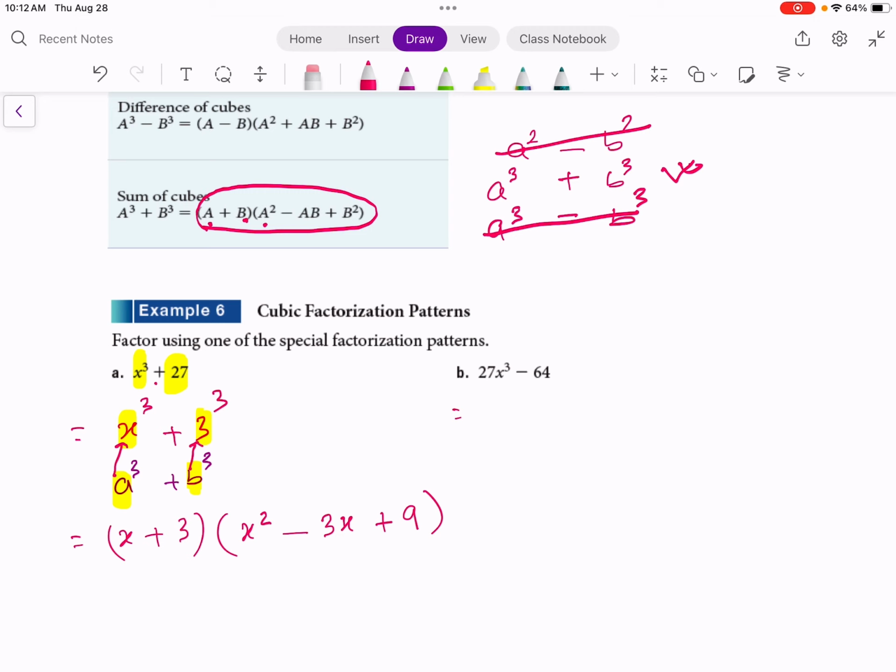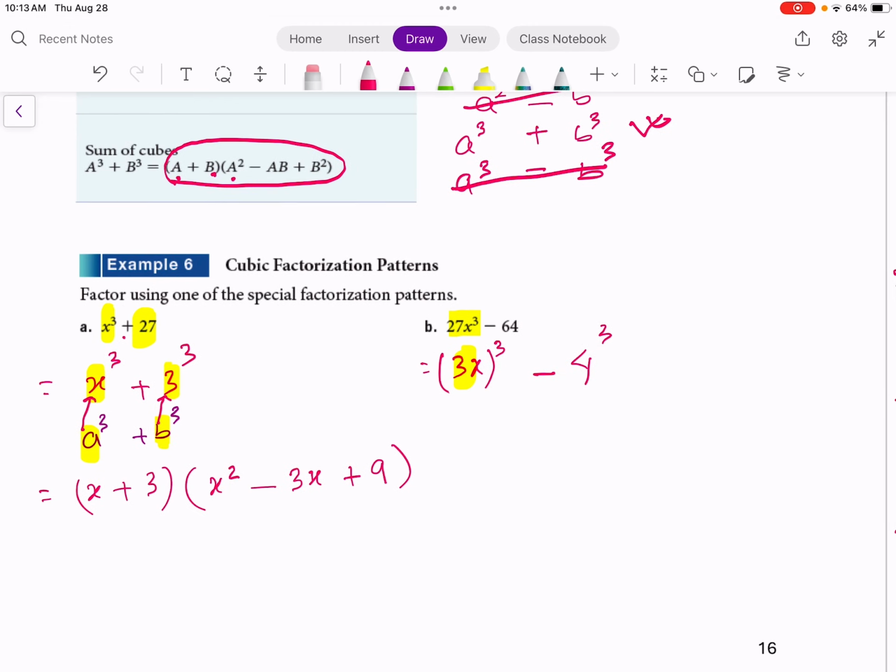27 is a cube of 3, right? And x cube is a cube of x. So cube of 3x is 27x cube. Do you all agree? So you have to rewrite as a cube at first. Then we have minus. Now what about 64? Cube of what number is 64? 4. You can use your calculator. So cube of 4 is 64.